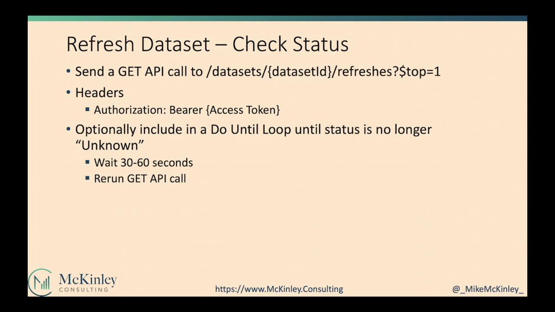Again, bearer access token, and what I would probably do is put this inside a do until loop. While the refresh is still ongoing, this status is, quote, unknown, and otherwise it will return, I believe, success or failure, if I remember correctly. So you would just wait until the status no longer says unknown. You can re-query this every 30, 60 seconds, 5 minutes, whatever's appropriate for you. You can query it as often as you want.